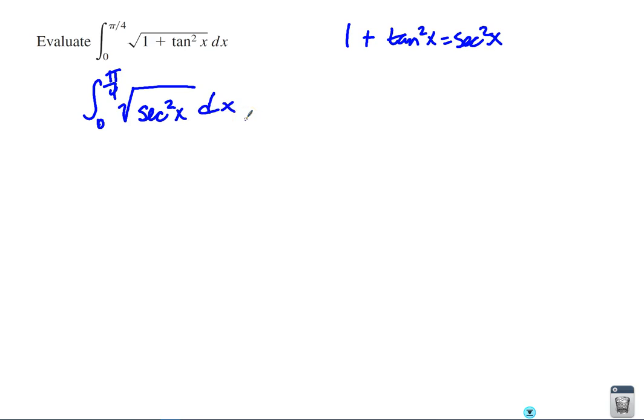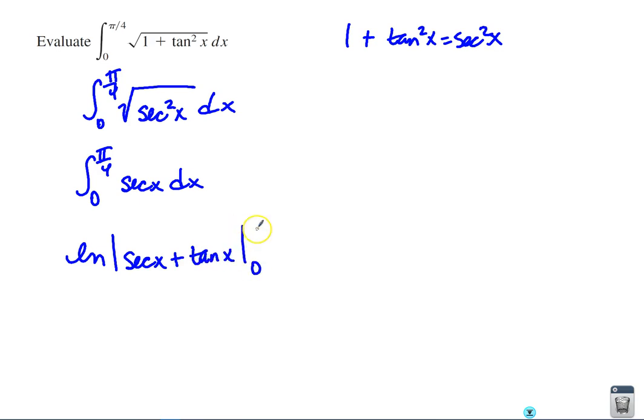Okay, well, the square root of something squared, well, that's super handy. That becomes from 0 to pi over 4 of just the secant of x dx. Oh, not bad. Now, secant, we didn't actually formally prove that one, but we already wrote it down earlier. The antiderivative of secant is the natural log of the absolute value of secant x plus tangent of x from 0 to pi over 4.